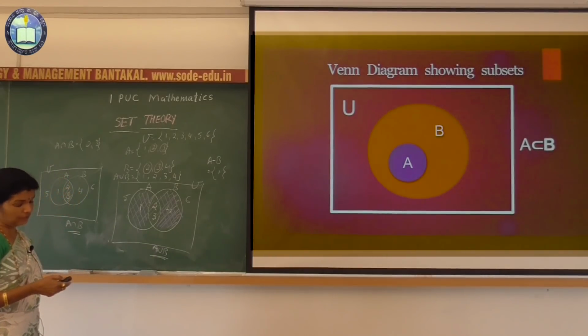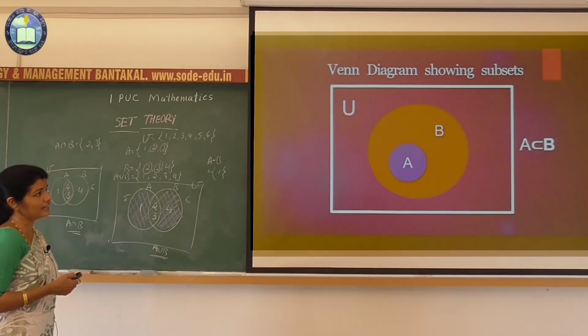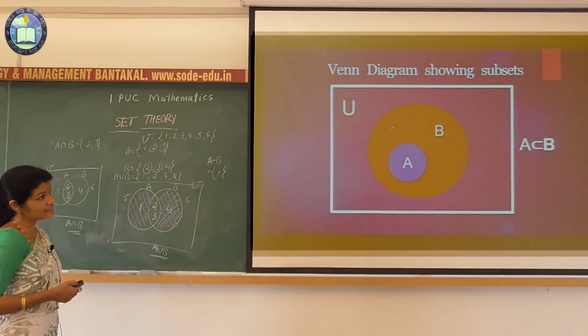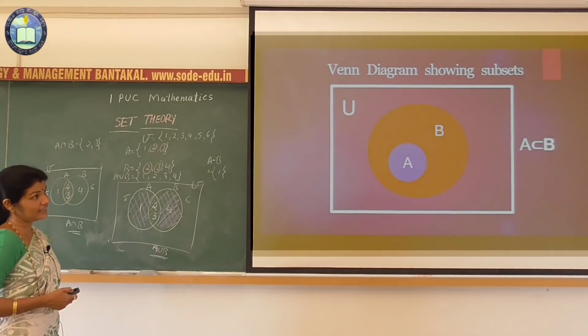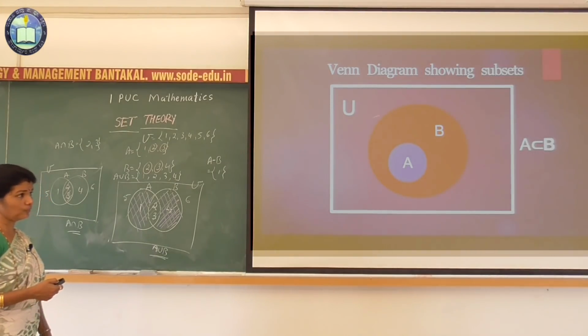This is A subset of B. Say universal set is there, B is there and A is there. B is the subset of universal set, A is the subset of B. So A is contained in B, B is contained in U.